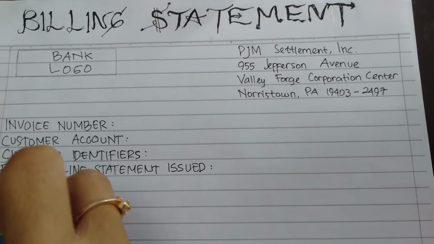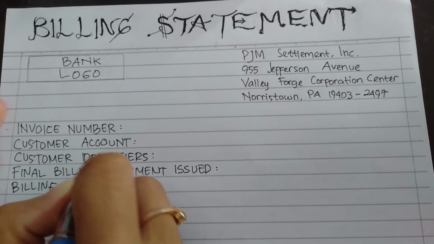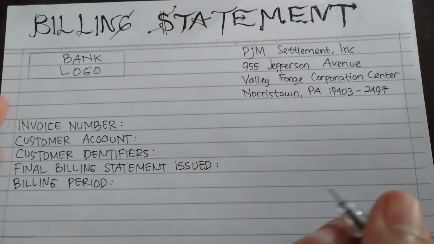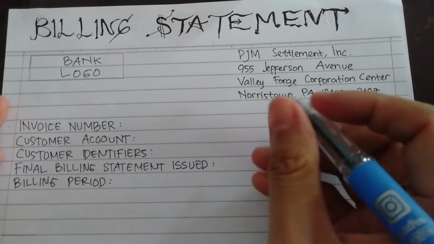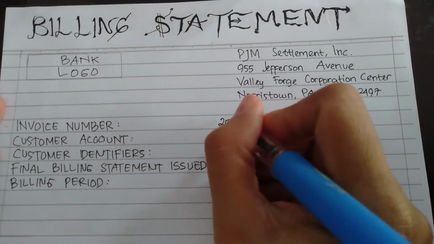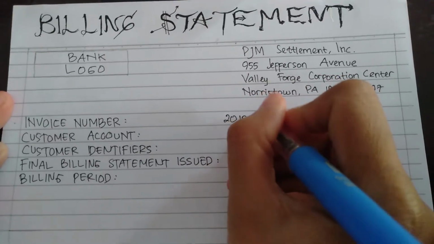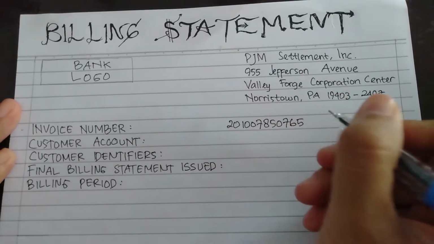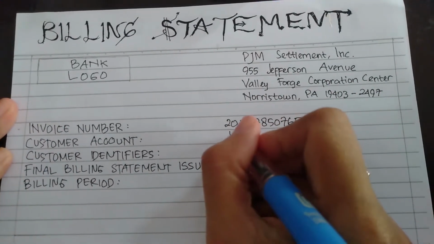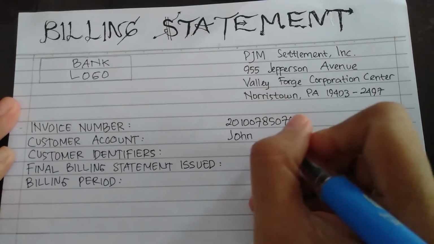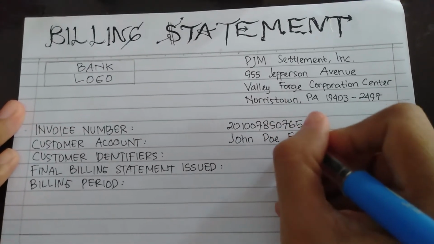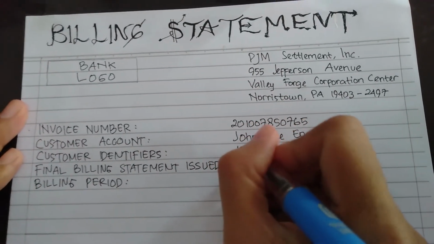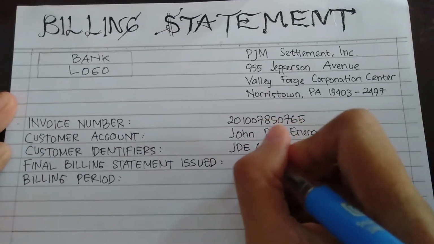Mostly the billing statement here is a monthly statement, so you need to update it every month based on your need. Here I write down the invoice number. It is critical information. You should not miswrite the digits, for the sake of validity. And the customer account is your customer name.